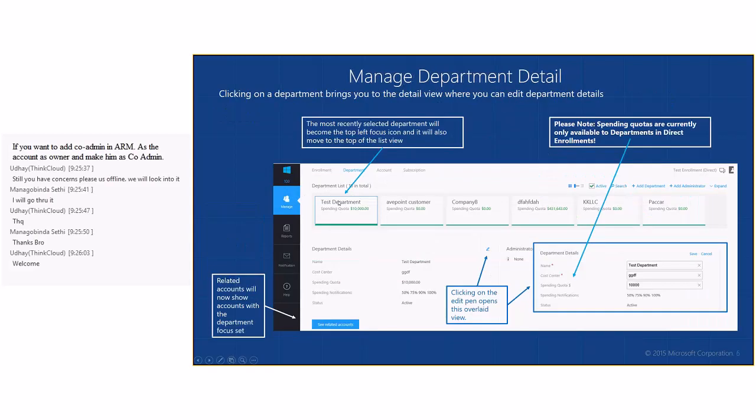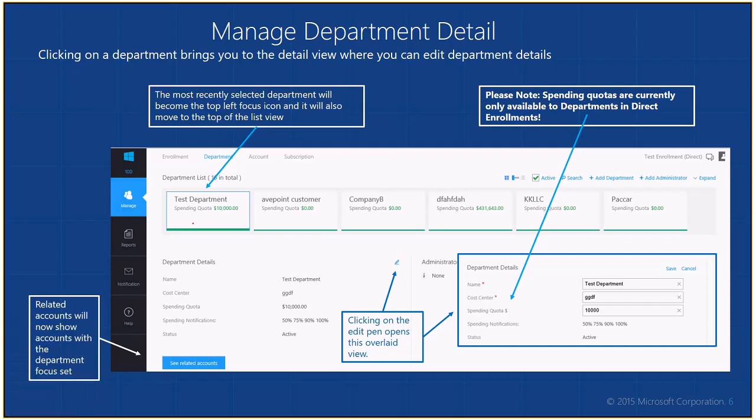When you click on the department here, you can see you're setting the spending quota. If it reaches 50%, 80%, then you'll get a notification based on the alerts you are putting. You can search all the subscriptions from here at the department, at the account administrator here.